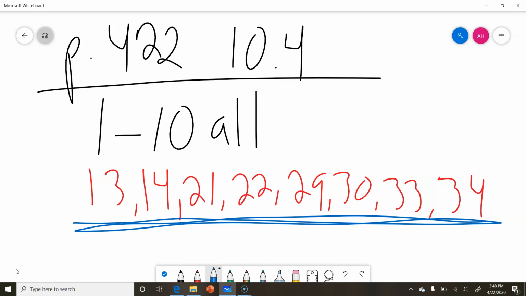So on 7, or I'm sorry, it's not 1 through 10 all, my bad. It's actually 1 through 6 all, even less than you thought, right? 1 through 6 all, okay? So hopefully you stayed with me there. Only 1 through 6 all, and then 13, 14, 21, 22, 29, 30, 33, and 34.